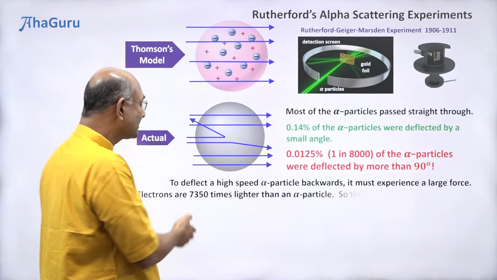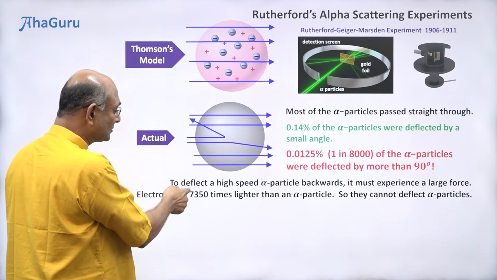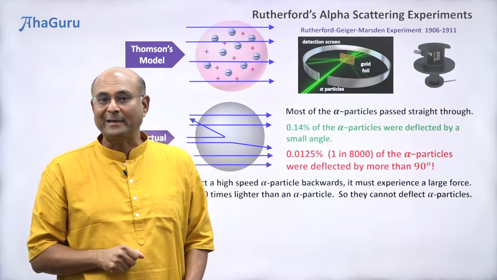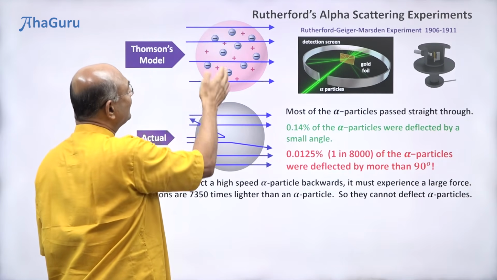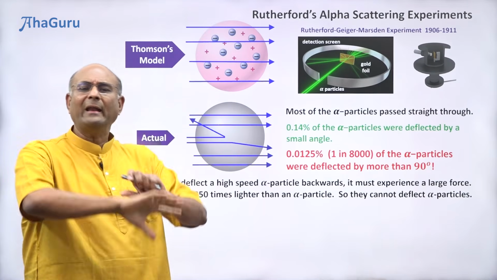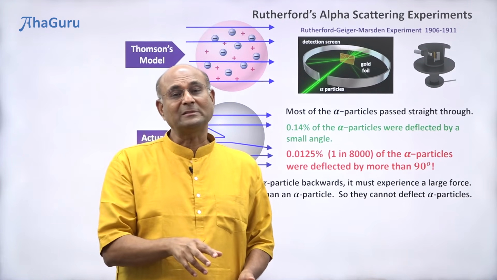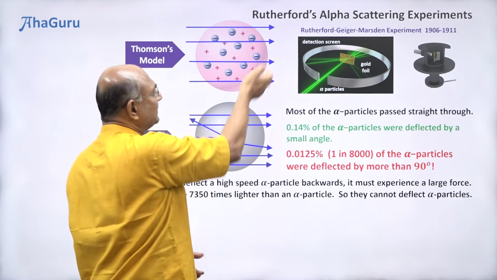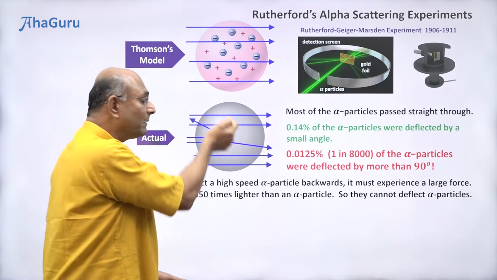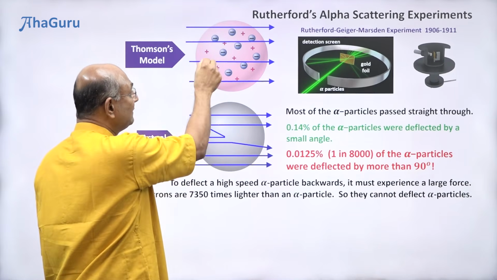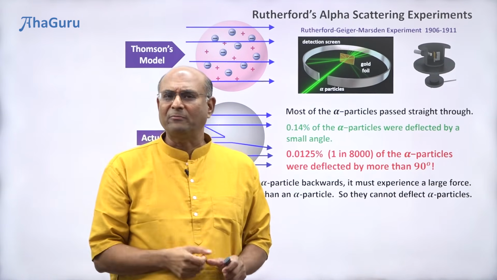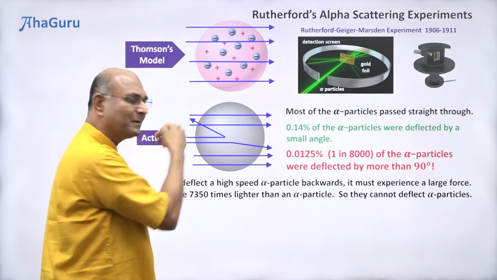Now, electrons can't do that, because electrons are 7,350 times lighter than an alpha particle. So electrons can't deflect the alpha particles. And if you look at Thomson's model, the positive charge is distributed everywhere, so it is not very dense, and it will not be able to deflect either. If the negatively charged electron can't deflect and the positively charged atom cannot deflect, but there is a deflection, something must deflect.